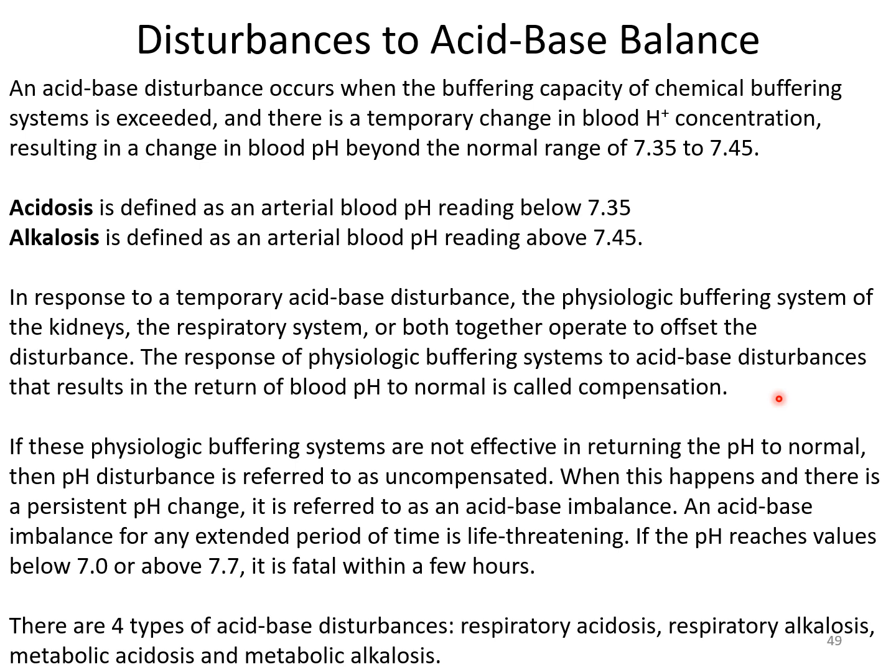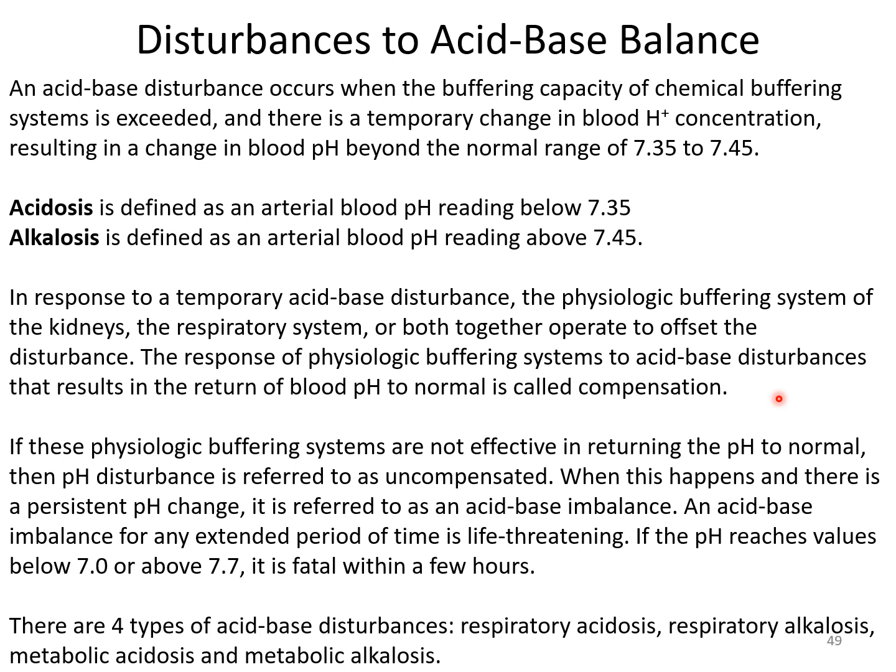But when our physiological buffering systems kick in and get it right back into that normal range, that's called compensation. If the physiological buffering systems are not effective in returning the pH to normal, then that disturbance is referred to as uncompensated. If our kidneys and our respiratory system don't get the job done and our pH stays outside of that normal range, it's uncompensated. When you have this persistent change in pH, it's called an acid-base imbalance. So if you get an acid-base disturbance that doesn't get compensated or corrected, now it's called an acid-base imbalance.